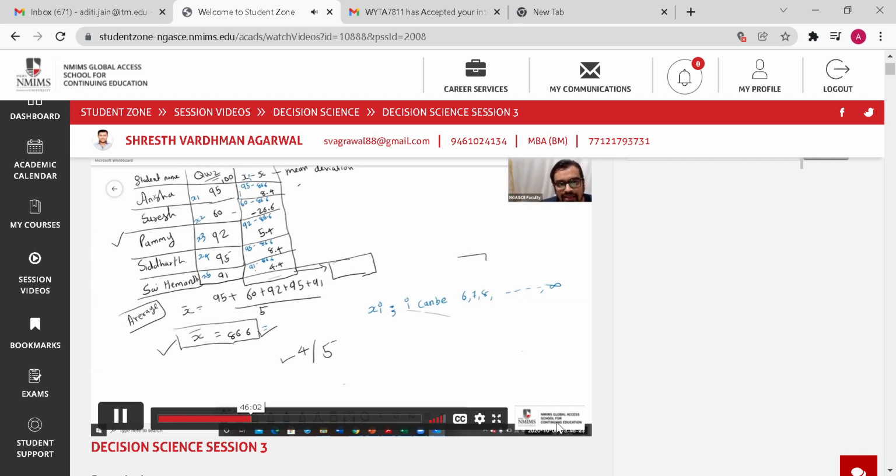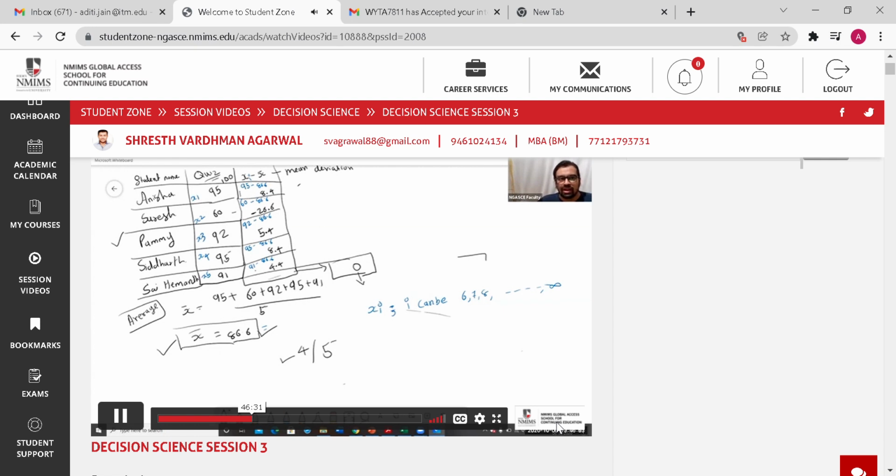Add all this and divide it by the total number, that is 5, and tell me. 8.4 minus 26.6 plus 5.4 plus 8.4 plus 4.4, divided by 5. Tell me, what is the figure? 0. Why? Now 0 tells me that the deviation from the mean is 0.